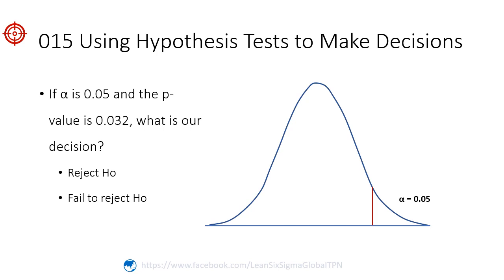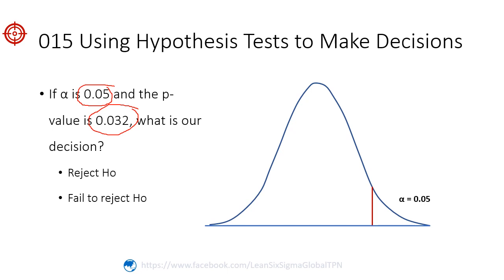The p-value is 0.032 using an alpha of 0.05. Should we reject or fail to reject the null hypothesis? The answer is we should reject the null hypothesis because the p-value is less than alpha. So we reject the null hypothesis that the production times are equal. The results are statistically significant.